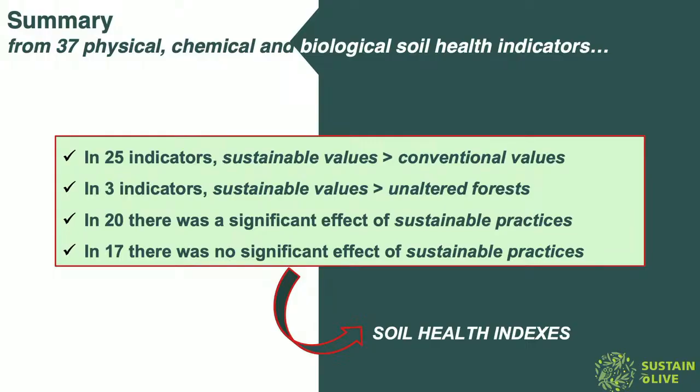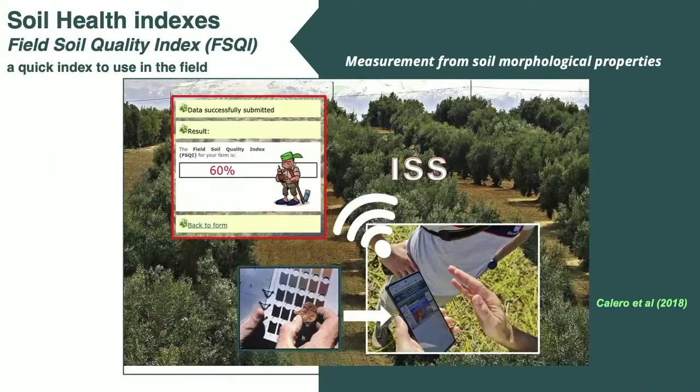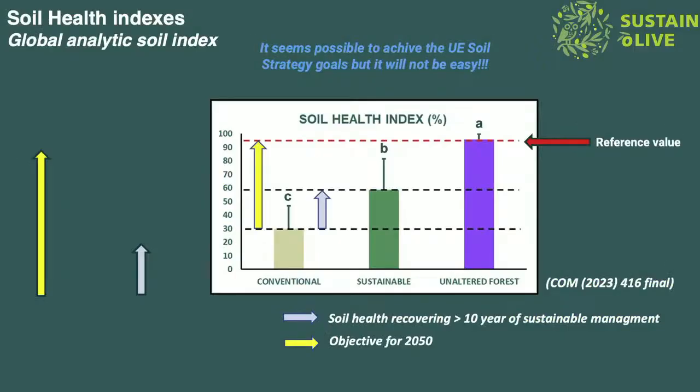If we take all these soil health indicators and put them together, we can give a global index that takes into account the effect of all soil quality indicators simultaneously. We have two kinds of index. On one hand, we have a quick index to use in the field. This is based only on morphological properties and doesn't need analytical determinations.